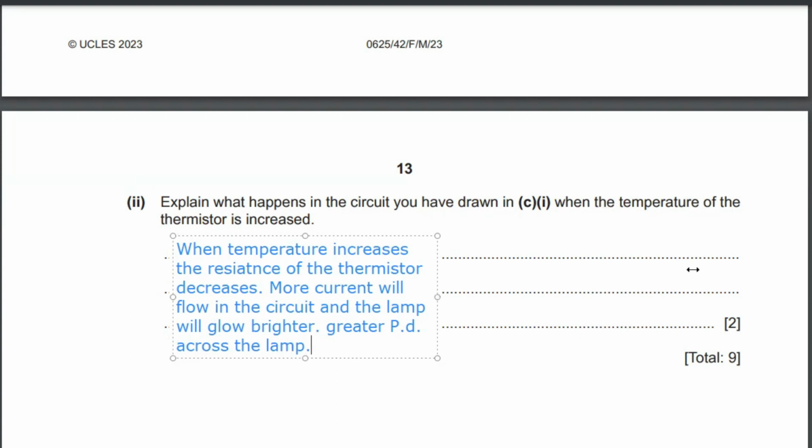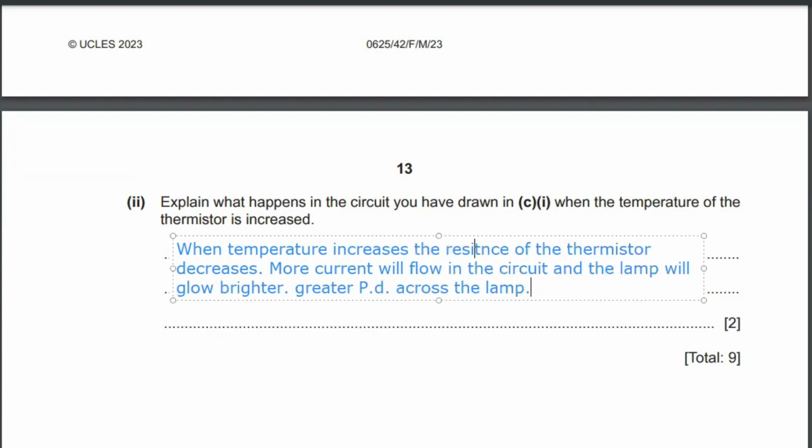So this is the answer. When temperature increases, the resistance of the thermistor decreases. Because of this, more current will flow in the circuit, and the lamp will glow brighter or turn on. And due to this, there will be a greater PD across the lamp. There will be a greater potential difference across the lamp. That means more voltage is being passed through the lamp, or the lamp is taking more voltage or energy to turn on or glow brighter.